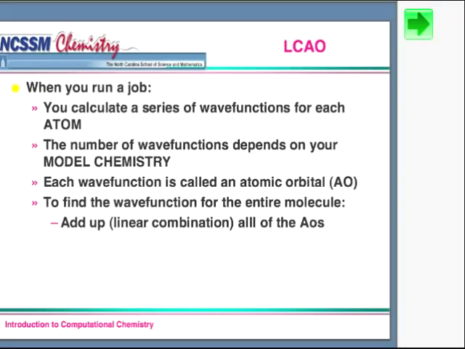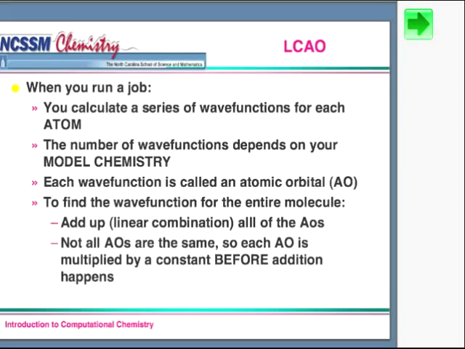The good news is that the computer does all of this for you. Once you tell the computer what your model chemistry is, it will calculate all the atomic orbitals for you. It will figure out where they are and what they are. It will then calculate automatically all of the molecular orbitals. It knows how to do a linear combination of atomic orbitals calculation, and at the end of your run, it'll let you see what your molecular orbitals are.